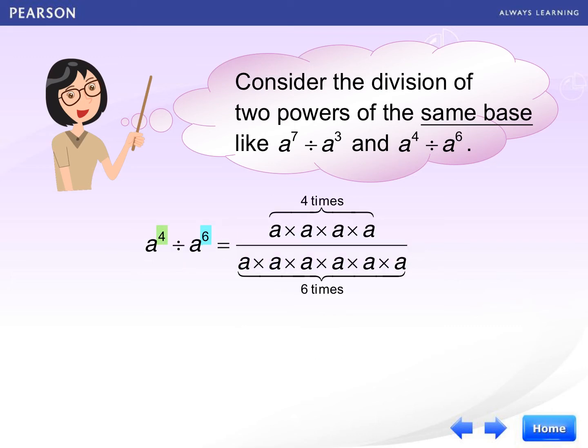How about this? a to the power 4 divided by a to the power 6. By reducing the fraction, there is a times a remaining at the denominator. It could be written as 1 over a squared. The a squared in the denominator can be expressed as 6 minus 4, which are the indices of these original terms here.